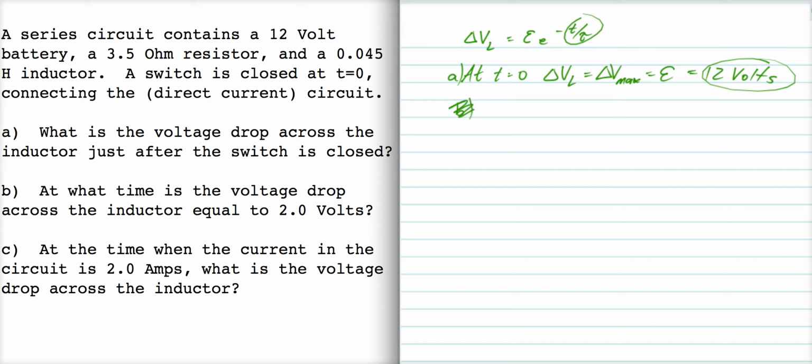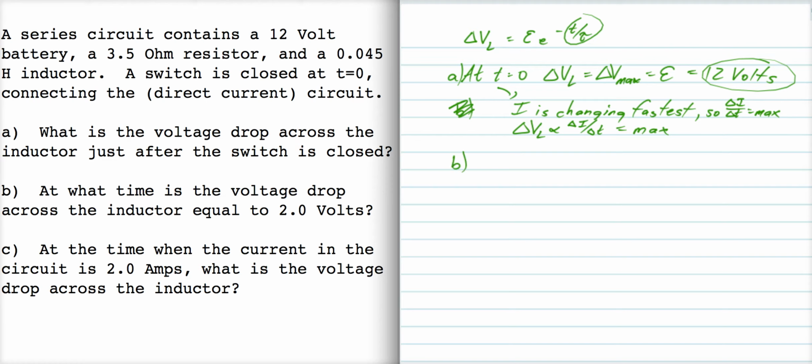Well, let me elaborate on this a little bit. At t equals 0, the current is changing fastest. Right, that's when the rate of change of the current is largest. Delta I over delta t is maximized. And remember that the voltage drop across the inductor is proportional to delta I over delta t. And so that means both must be maximized. All right?